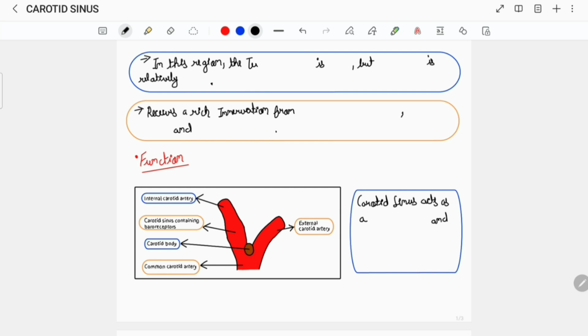In this region, the tunica media layer is thin, but the tunica adventitia layer is relatively thick, and it receives a rich innervation from the glossopharyngeal nerve, the vagus nerve, and the sympathetic nerve.